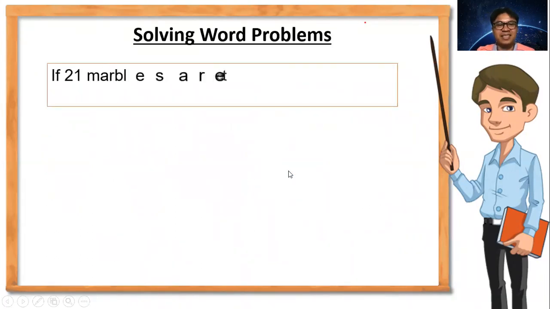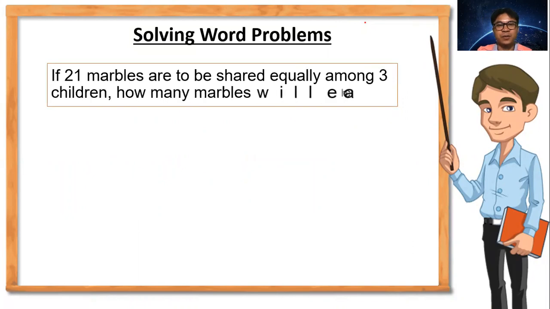Okay, next, let's go to solving word problems. Let's review about solving word problems. So, example here, if 21 marbles are to be shared equally among 3 children, how many marbles will each child get? So 21 marbles are to be shared equally among how many children? 3. Then how many marbles will each child get?